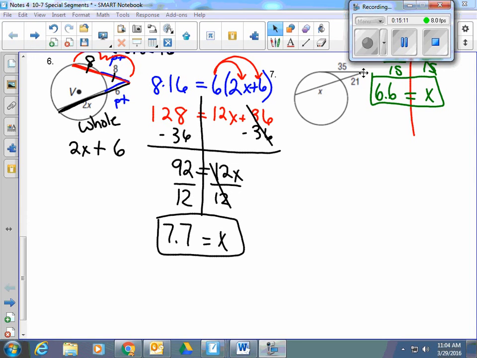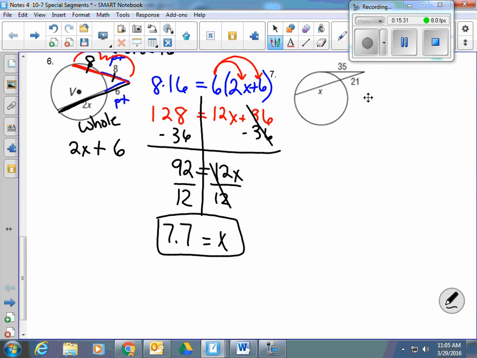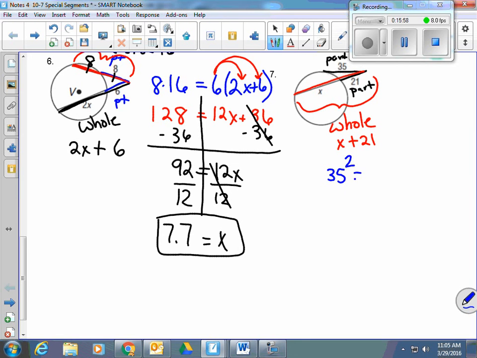All right, so let's try. Okay, so right here, what do we call this? Part. What do we call this? Part. And what do we call this right here? The whole. What do we have to do to get the whole? Add. What do I add? Good. X plus 21, correct? Okay, so here, do I have a whole? So what do I put? Good. 35 squared. What's my part on the bottom half? Good. And what's my whole? 21 plus x, or x plus 21.